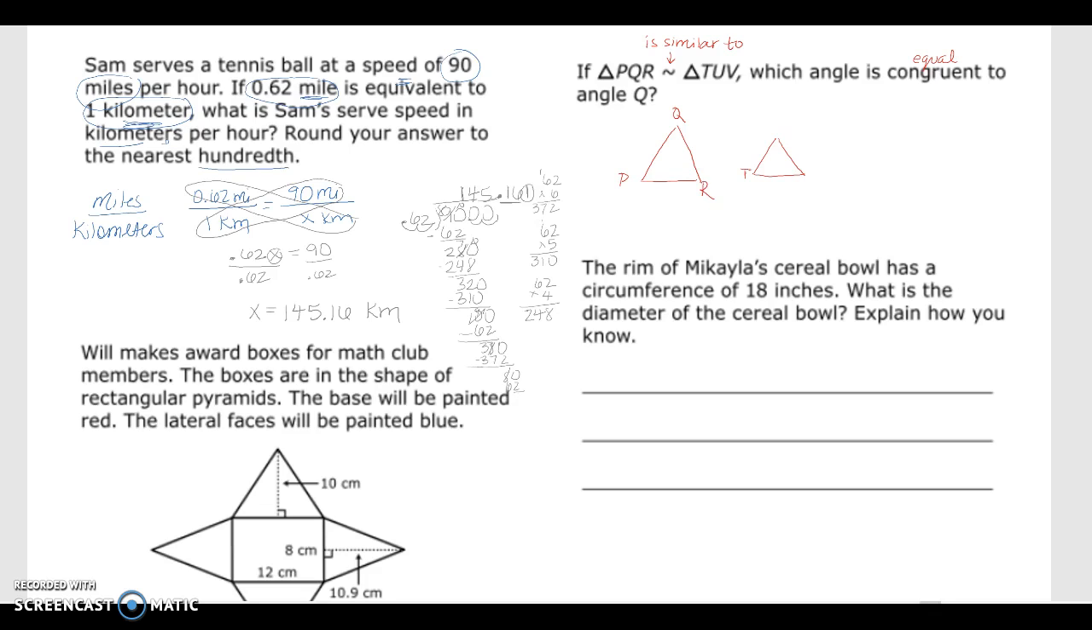So T is in the same spot as P. U is in the middle, U is in the same spot as Q. V is in the same spot as R. So what's congruent to Q? Well, the same spot is angle W, right? So this one's actually very easy. So angle W is congruent to or equal to angle Q. All right, let's take a look at the next one.